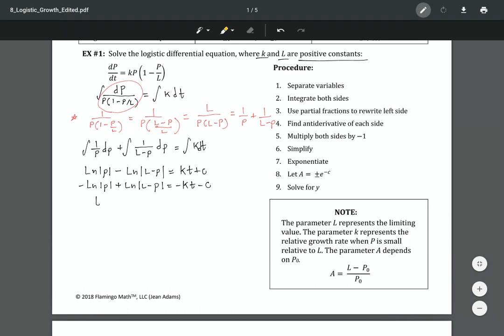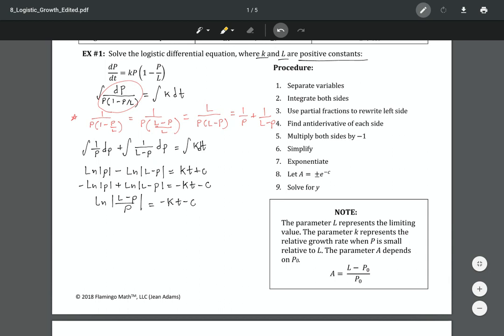Okay. So I'm going to use the properties of logarithms to bring this stuff together. So I have the natural log of the absolute value of (L minus P) over P is equal to negative KT plus C. Excuse me, minus C. It really doesn't matter. You can call it plus C because, kind of like when we did separation of variables earlier in the year, this is going to become some kind of constant. So we'll see here in a second.